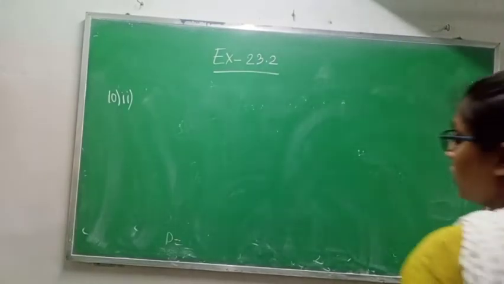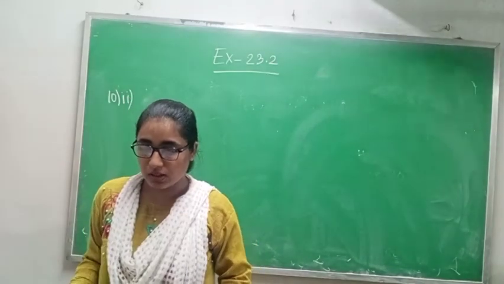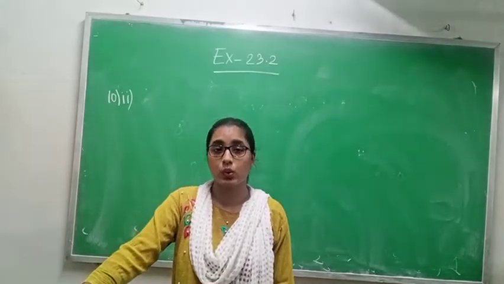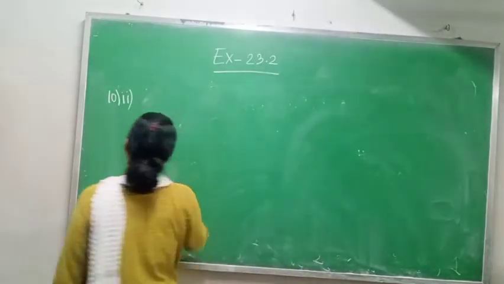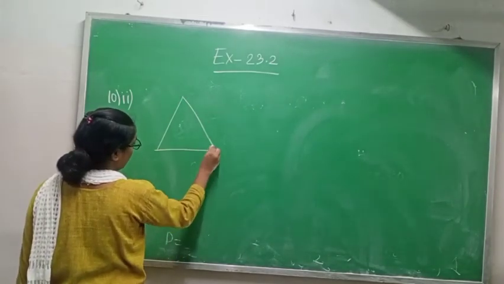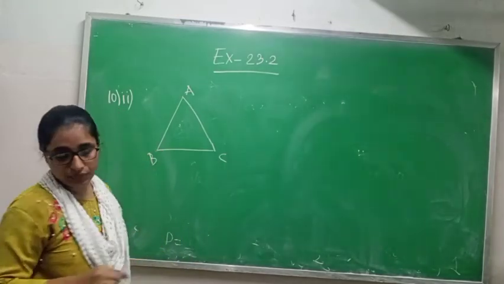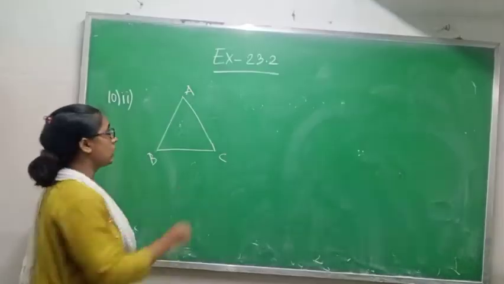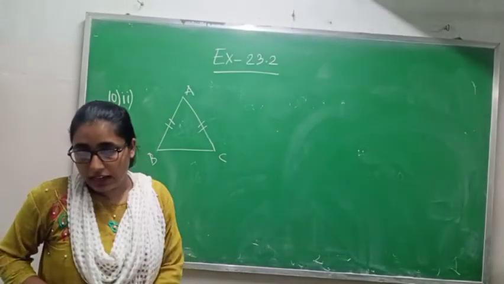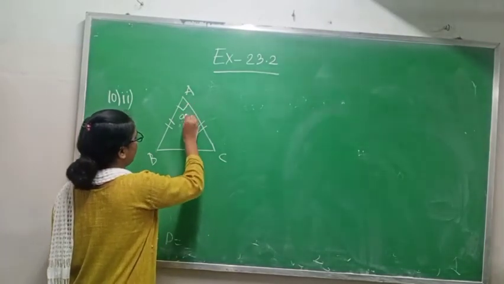Now class 10, see question number 10. Please read the question first. In an isosceles triangle ABC, which type of triangle is this? Isosceles. The last one was equilateral. This one is an isosceles triangle. In isosceles triangle ABC, AB equals AC. These two sides are equal. And angle BAC, this angle, is 90 degrees.